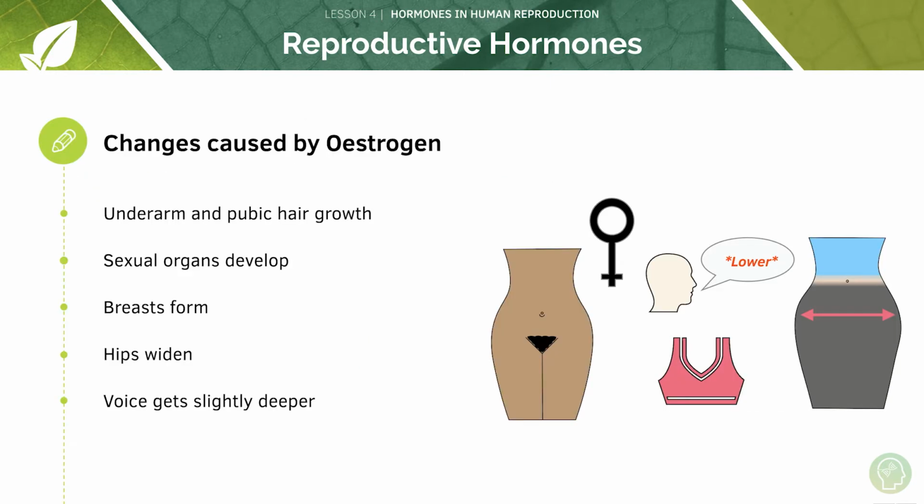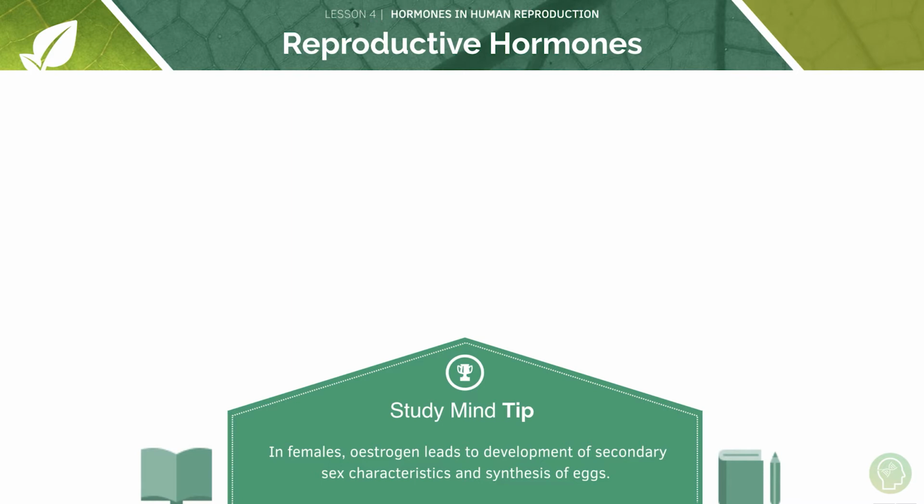Okay, so the changes caused by estrogen include underarm and pubic hair growth, sexual organs develop, breasts form, hips widen, and the voice gets slightly deeper. In the same way that in males, testosterone leads to the development of secondary sex characteristics and the synthesis of sperm, in females we have estrogen also leading to the development of secondary sex characteristics, but remember the sex cell here is the egg, the reproductive cell.